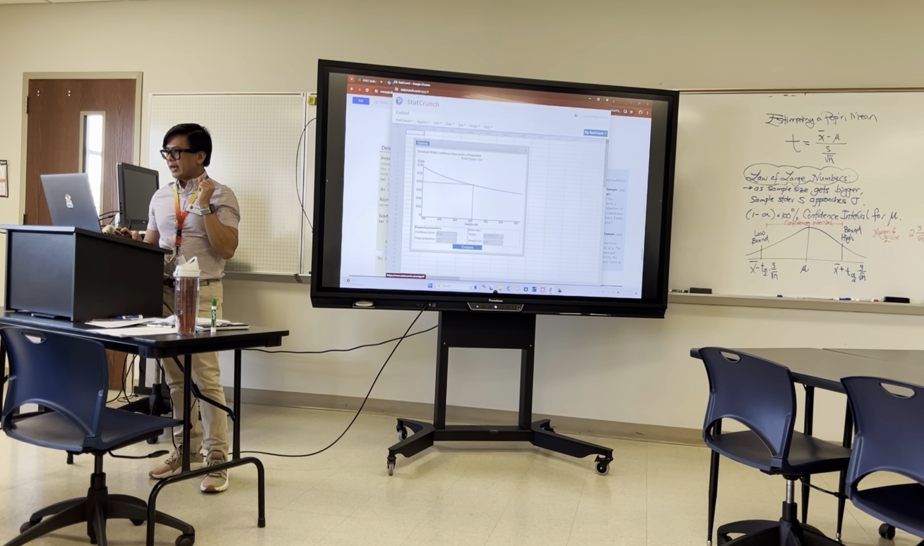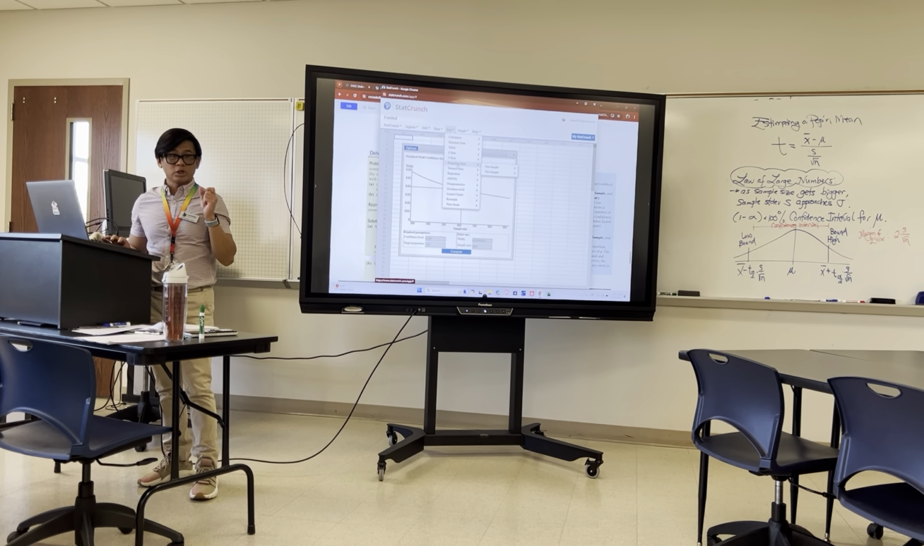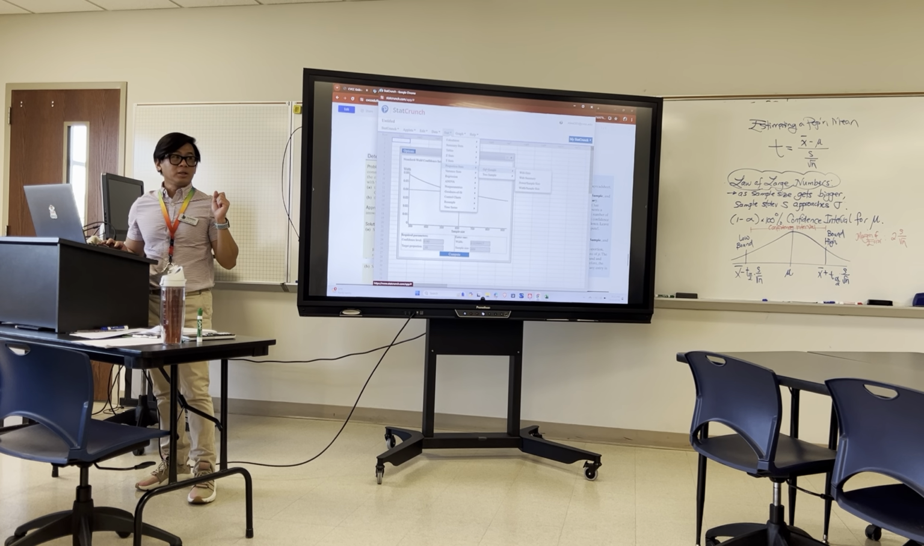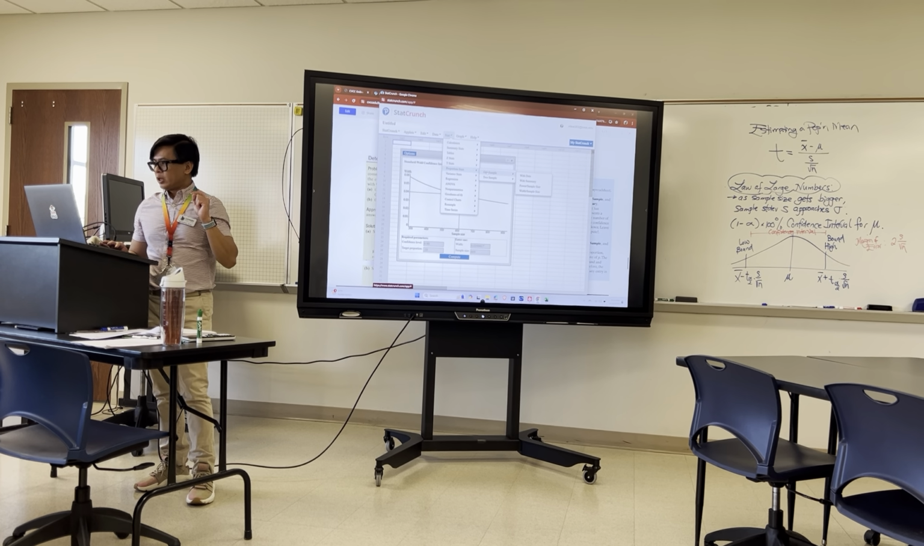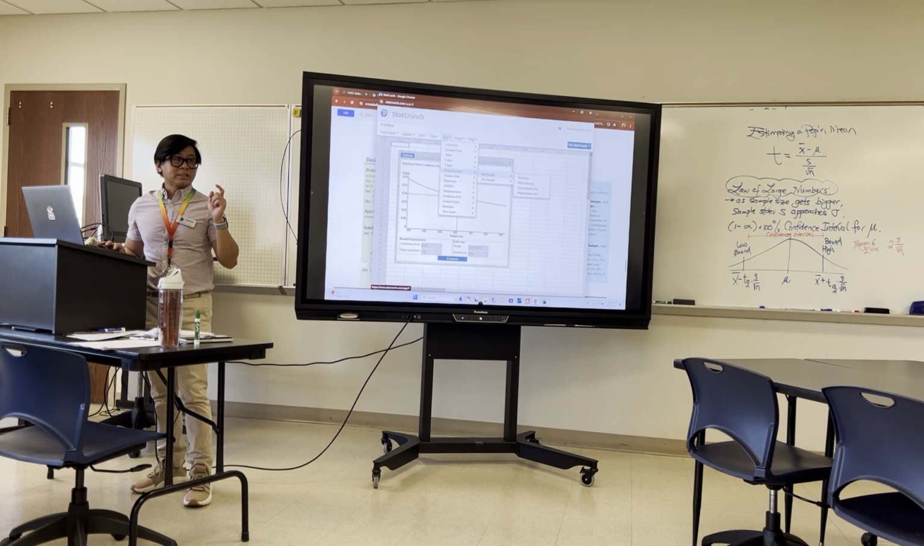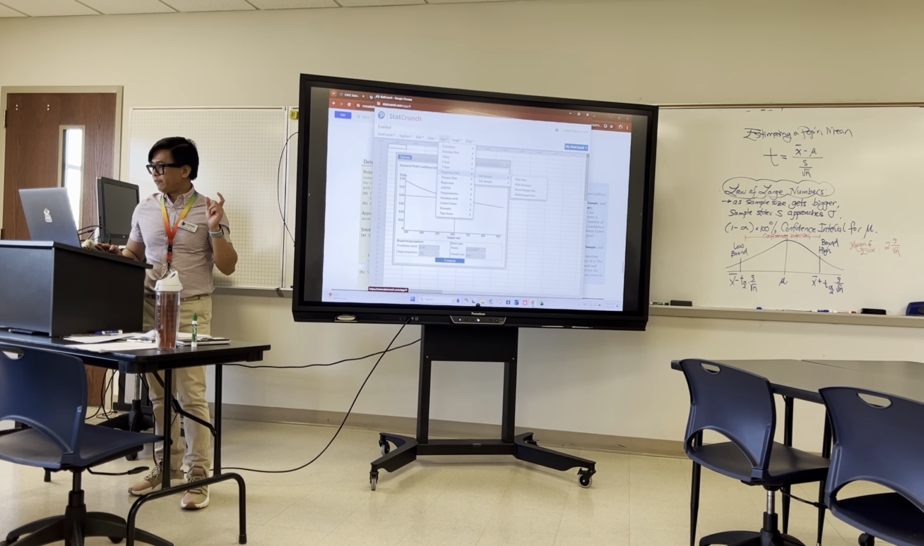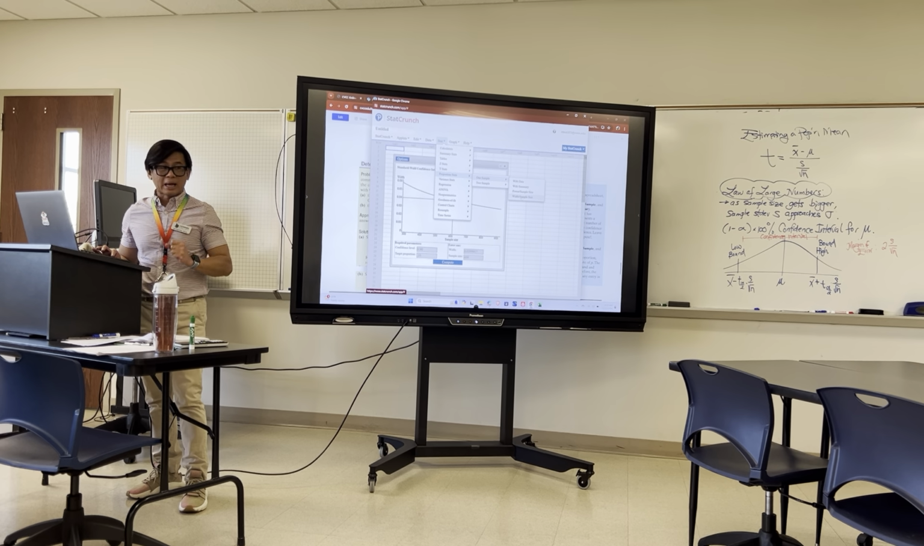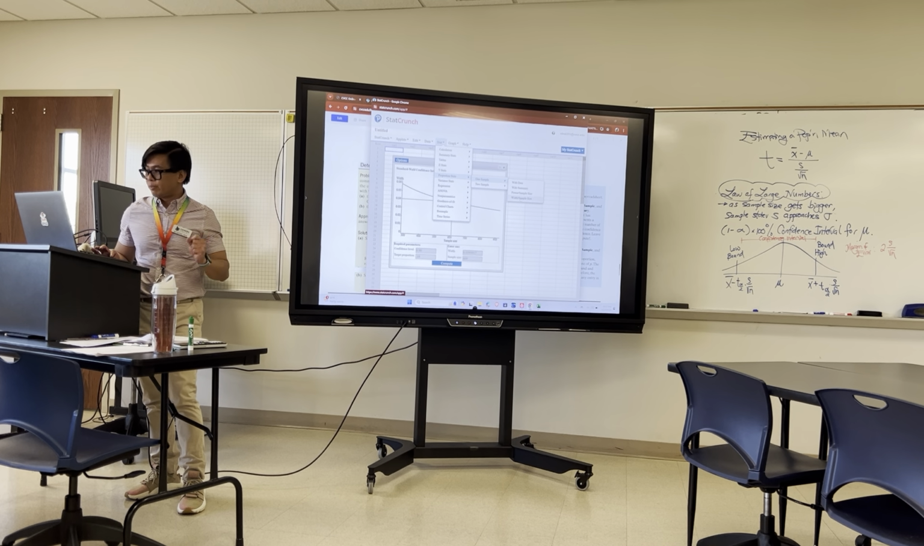Very good. Next, proportion, because we are doing proportion. How many samples are there? One sample. What are we getting? Sample size given the width or the margin of error. So we're going to click on the sample size given the width or the margin of error.